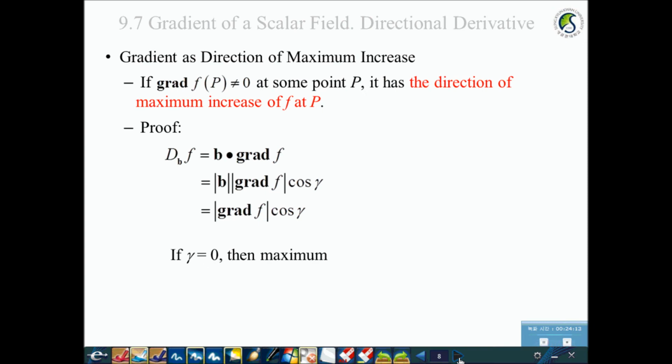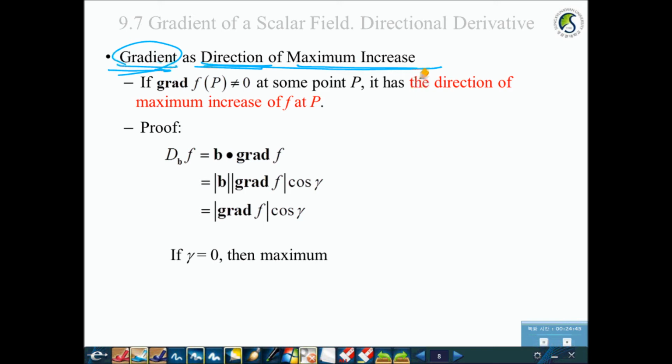So, another understanding of gradient is the direction of maximum increase. If you calculate the gradient at point P, that shows the direction of maximum increase. In that direction, there's a maximum increase of the function.